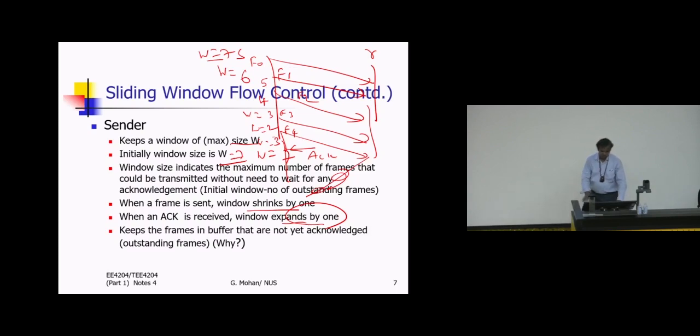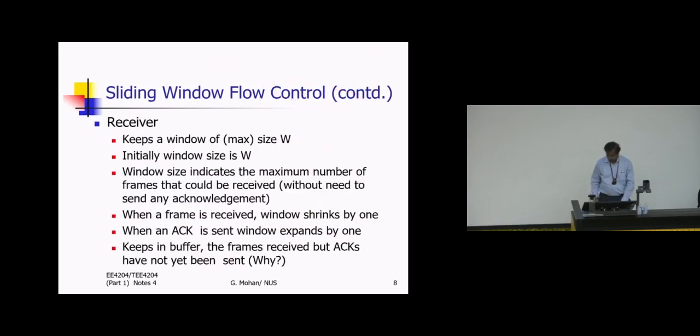Right? And usually the sender keeps the frames in its buffer which are not yet acknowledged, because these are the outstanding frames. It may so happen that there could be errors and other things. So until they are acknowledged, the frames should be kept in the buffer for retransmission purposes.